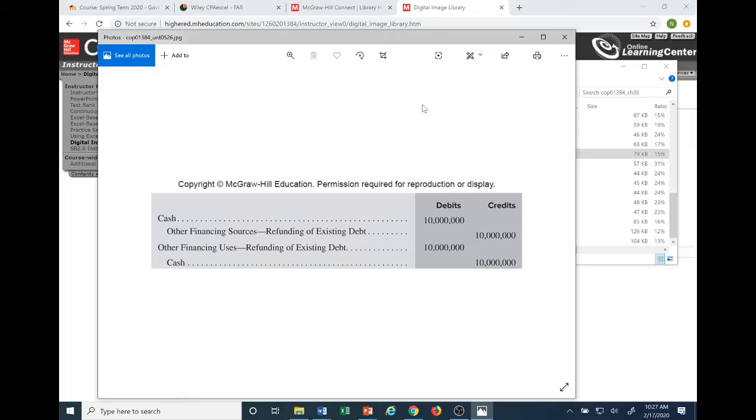Simple enough. Bring money in. Credit other financing sources, refunding of existing debt, debit that other financing uses, credit cash, and now all we've done is just refunded debt. Pretty simple, right? So that way, in case you would ever have to see that if it was refunding the debt, then we would have an idea of what we're looking at, right? Makes sense if we want to cancel all debt.